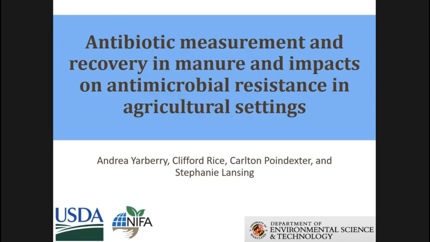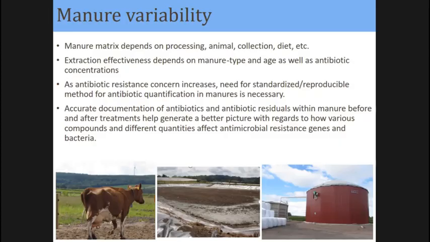She talked about how they got tetracycline measurements from manures around farms, and the ability to actually recover antibiotics from manures using different extraction methods is difficult. So it's a new method that I'm helping Dr. Cliff Rice out with in the Beltsville USDA office.